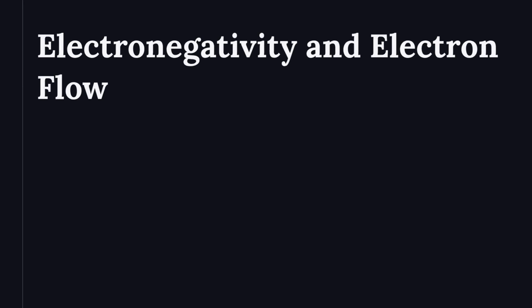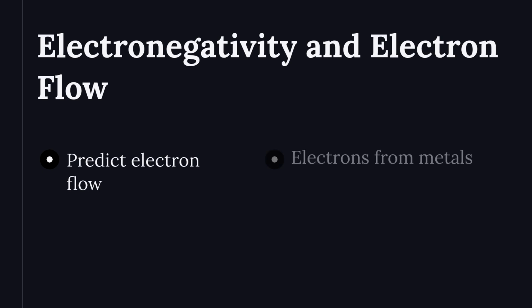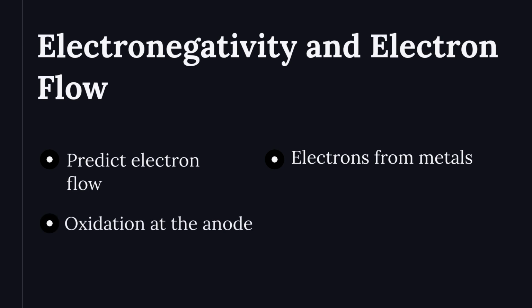Electronegativity helps predict electron flow direction. Electrons move from metals that lose electrons easily to those attracting them strongly. The anode is where oxidation occurs, and the cathode is where reduction happens. A larger difference in electronegativity results in higher voltage. In a Zn, Cu cell, zinc oxidizes and copper reduces.